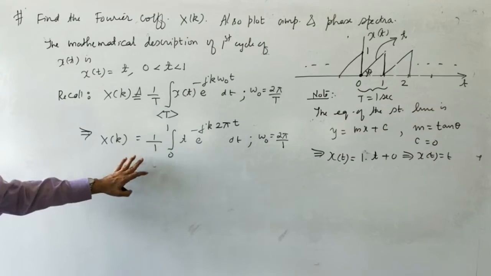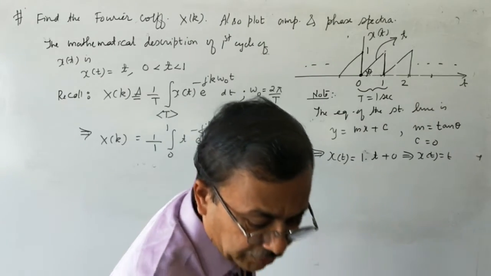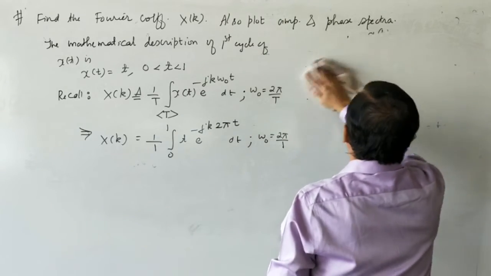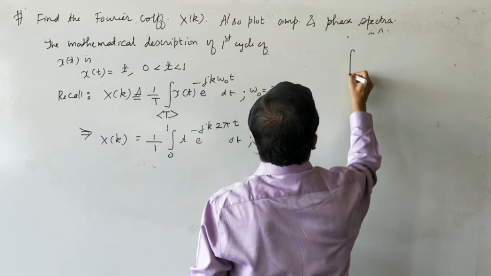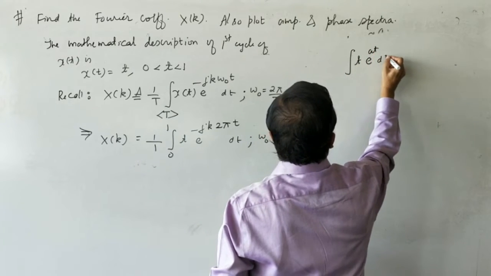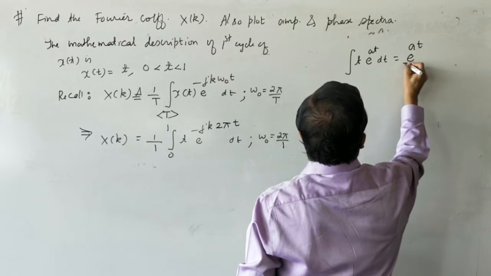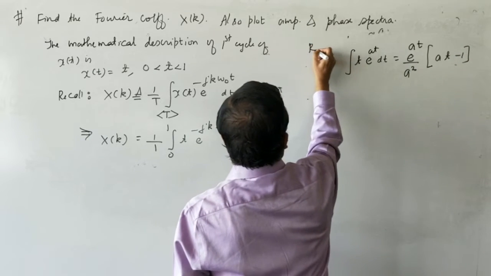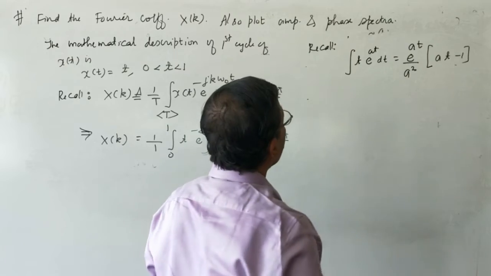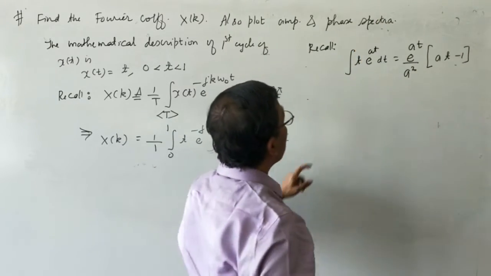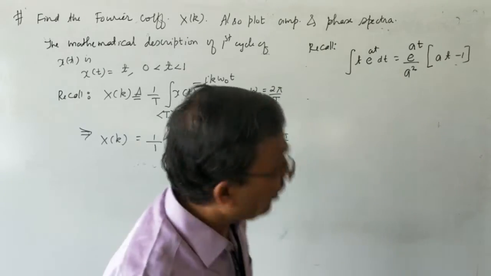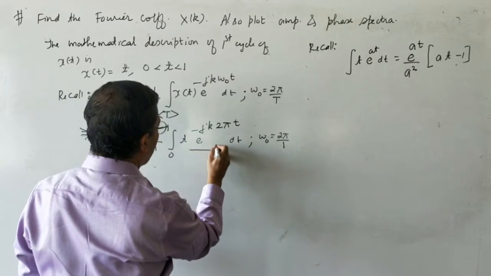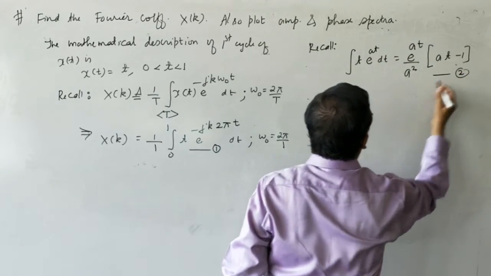Now this integration has to be performed. For that we'll make use of a standard integral. Integration of t into e to the power at dt is equal to e to the power at divided by a square into at minus 1. Recall, this is a very standard integral whose result you have to remember. To derive this result, we would have used integration by parts. Now, this integral has to be solved using this formula. If you call this equation 1, call this equation 2.